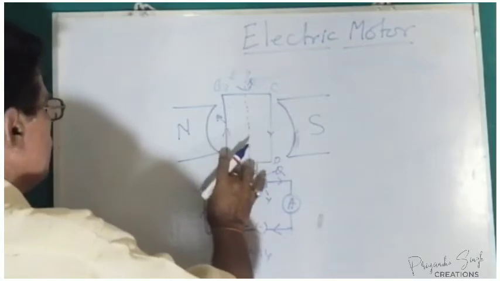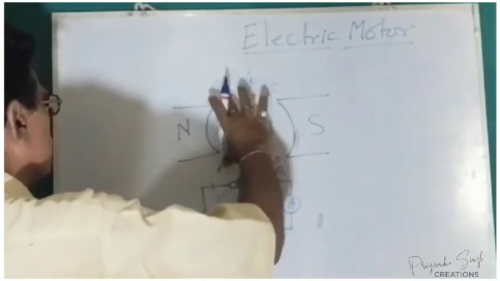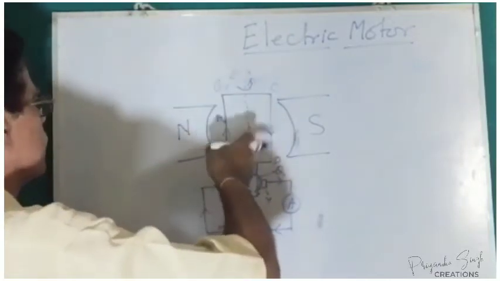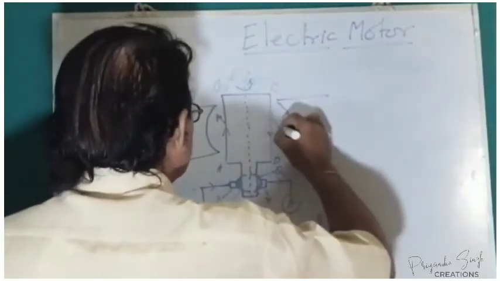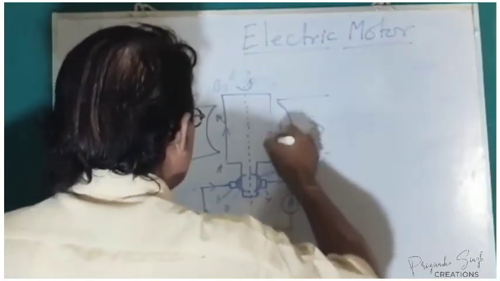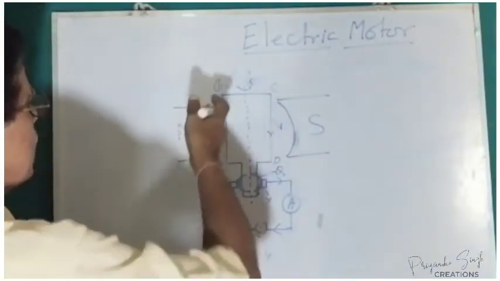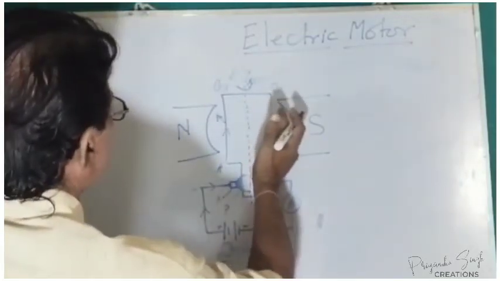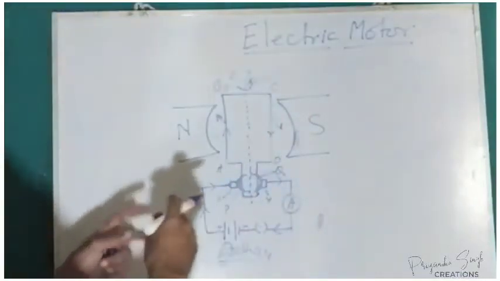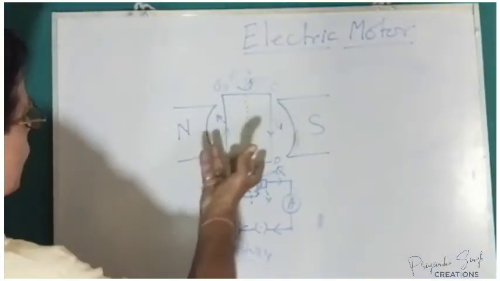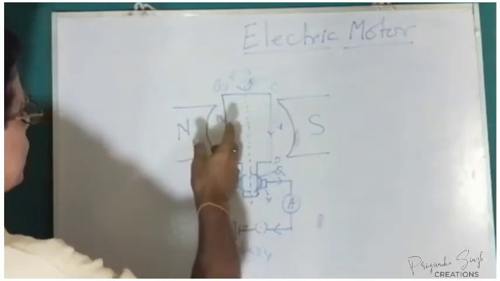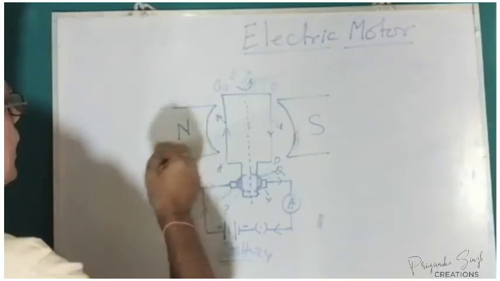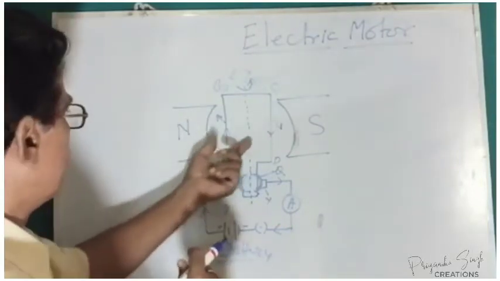The side AB of this rectangular coil will move in the downward direction, and this arm, CD, will move in the upward direction. AB will move downward and CD will move upward. It means the coil will rotate in a clockwise direction.